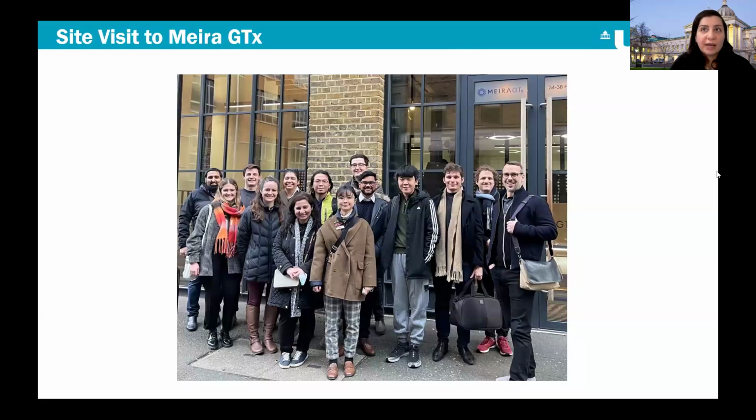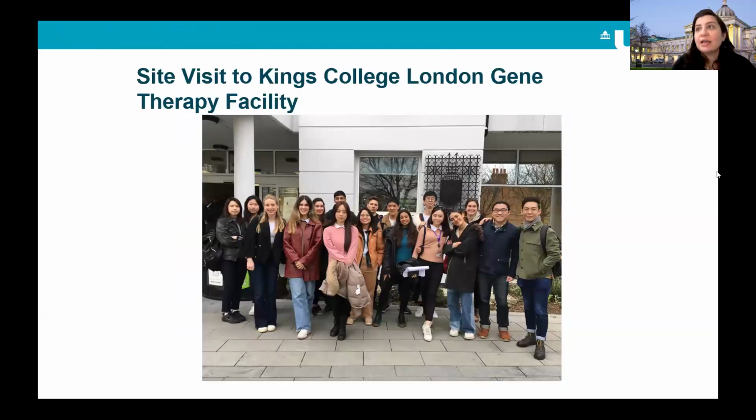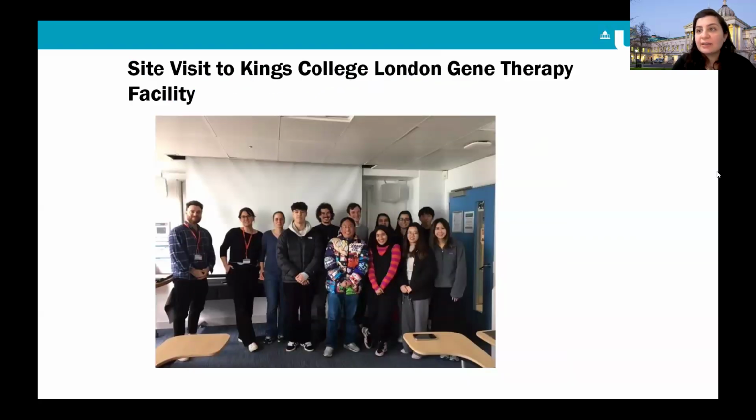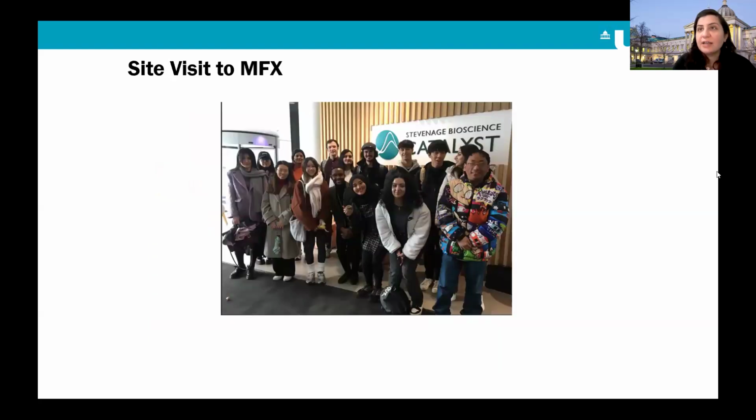Also, we have site visits because we're talking about bioprocessing and manufacturing, and how you can design a facility under GMP, good manufacturing practice. But the students need to see how it is done. The first site visit was to Mira GTX in Stevenage. The next year, another cohort went to King's College. And the last cohort went twice: once to King's College and then a site visit to MFX as well.